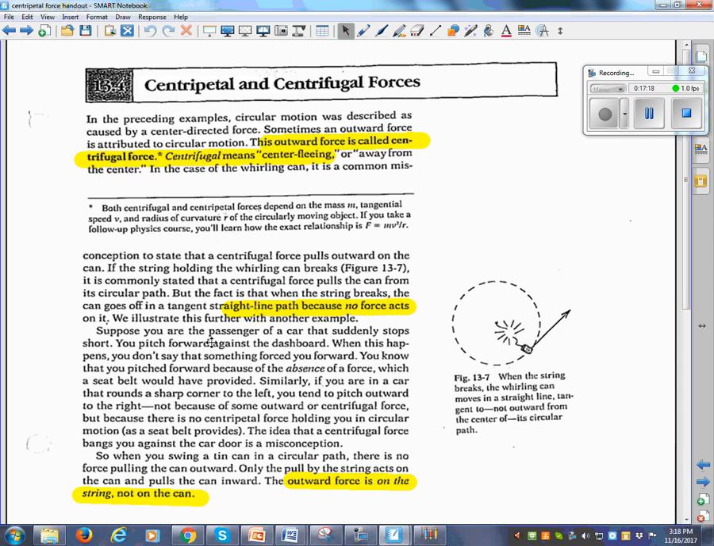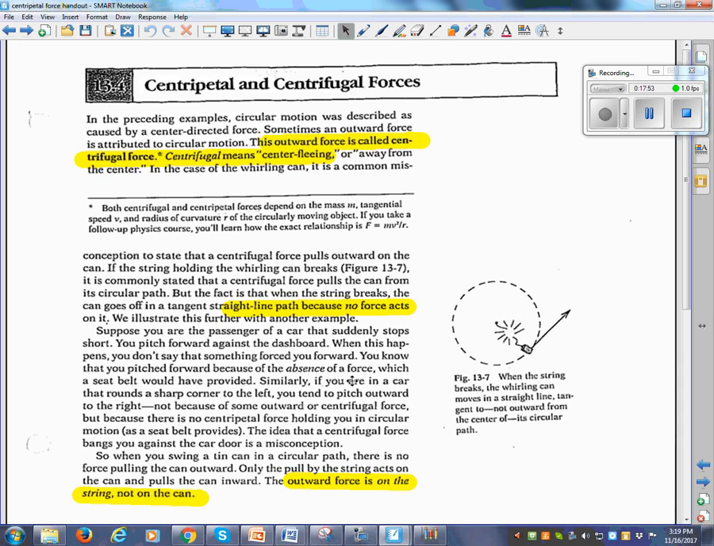Suppose you're a passenger in a car that suddenly stops short. You pitch forward against the dashboard, right? Like I'm Miss Frizzle, driving the big bus, and I hammer on the brakes. What do you all do? You go forward. How come? Inertia, because objects in motion stay in motion. The car stops, you go forward. When this happens, you don't say that something forced you forward. You know that you pitched forward because of the absence of a force which a seatbelt would have provided.